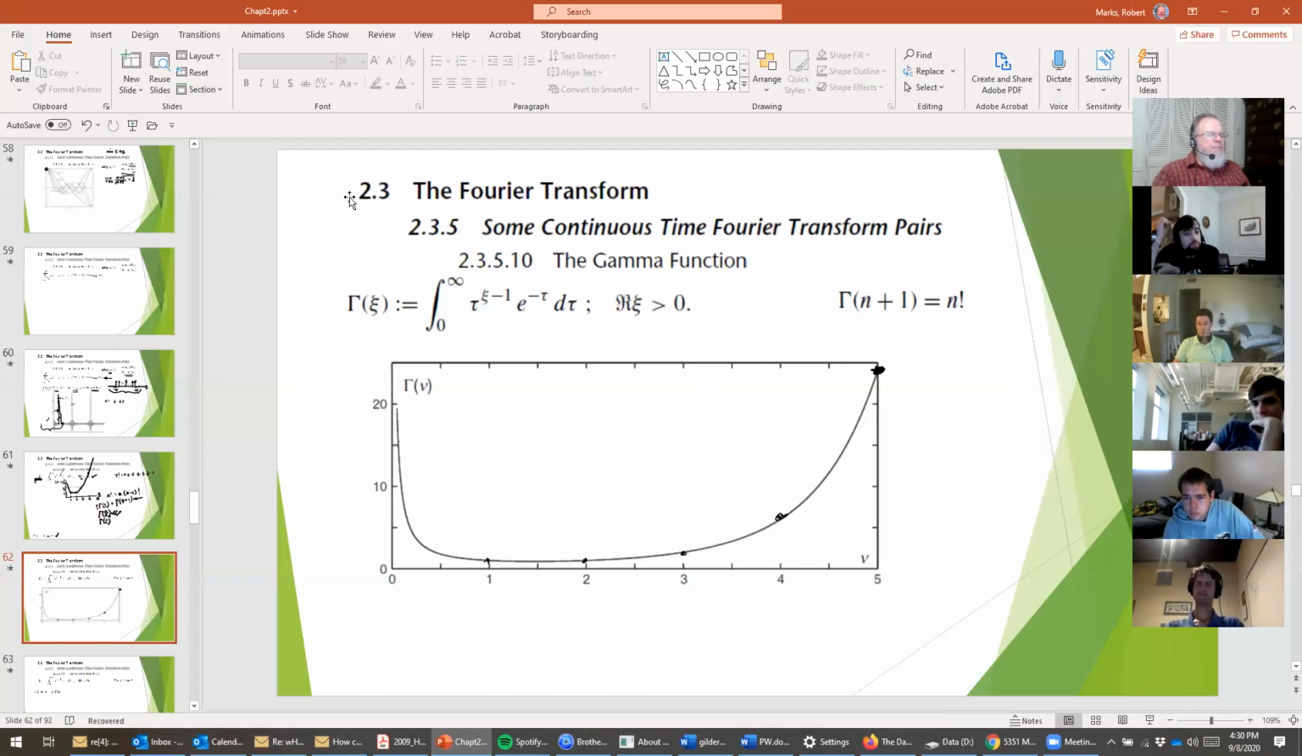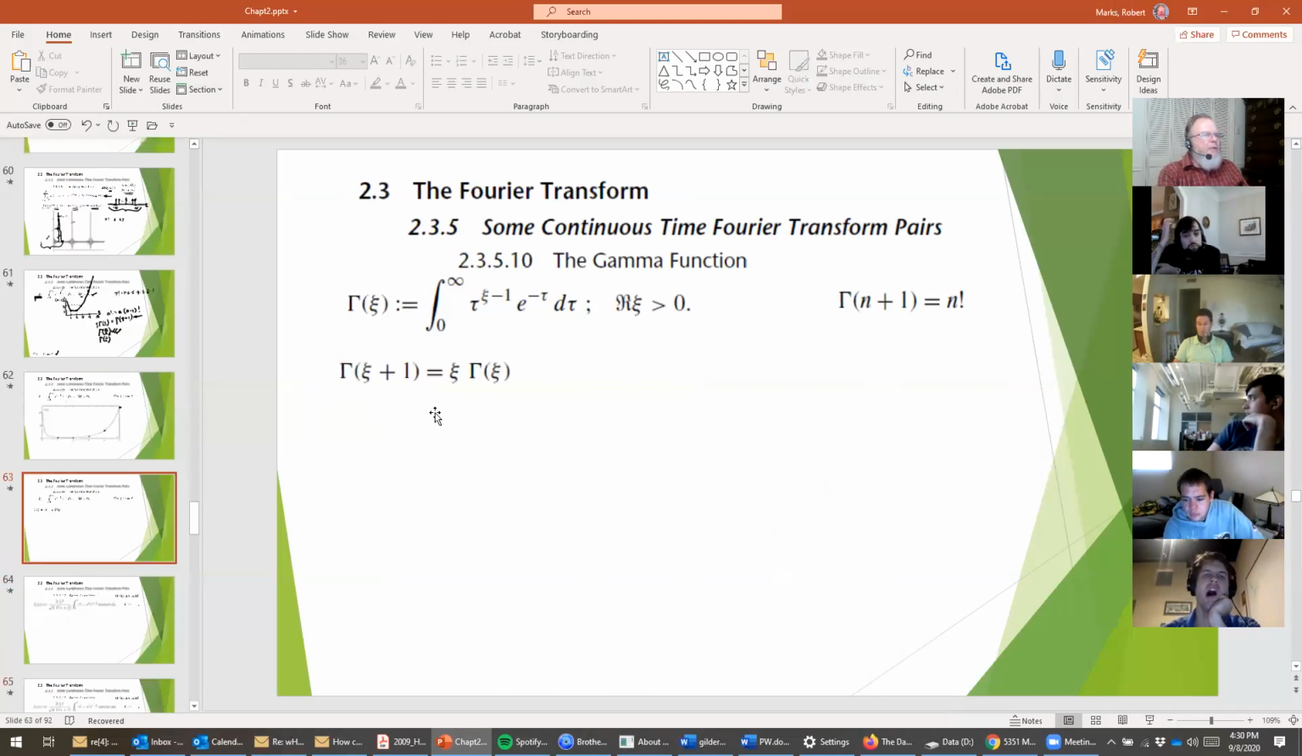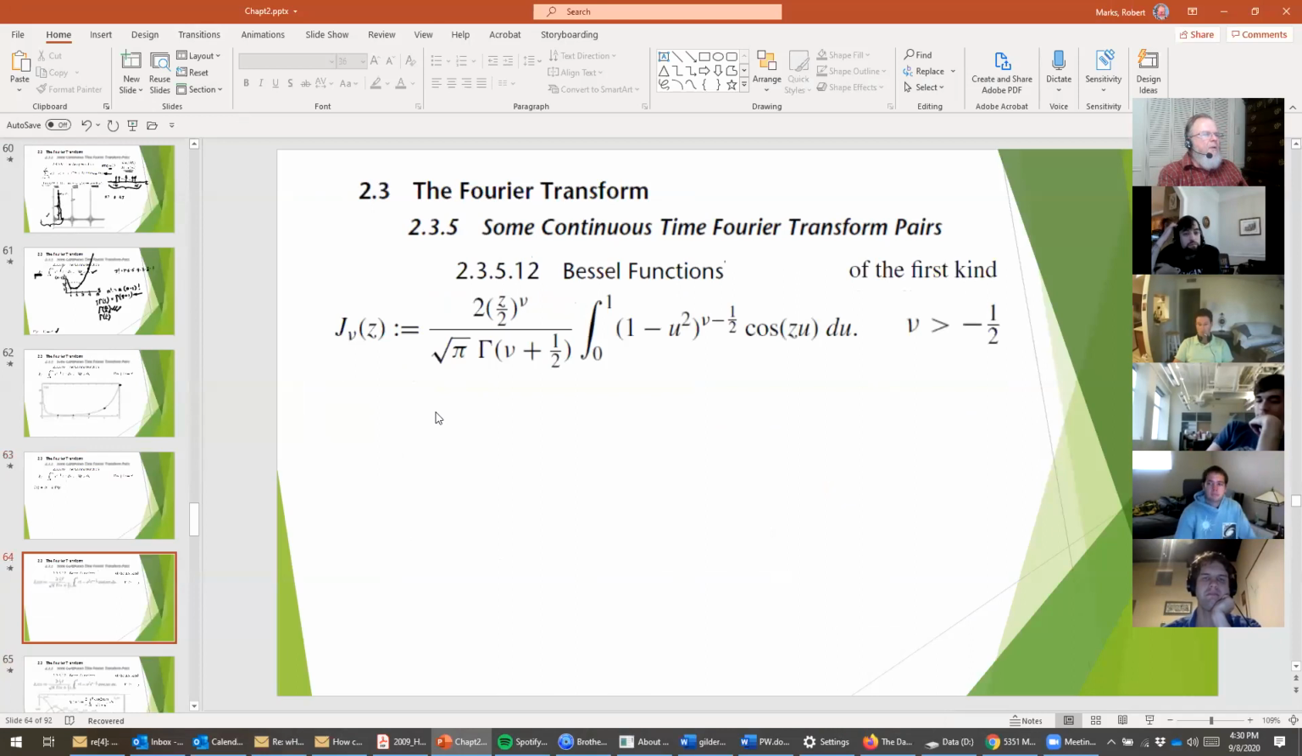But we use the gamma function in the definition of the Bessel function. Now, you might have seen Bessel functions before. How many have seen Bessel functions before? Okay, one, and I got one of these handshakes. Okay, I'm going to tell you now why not to be afraid of Bessel functions.